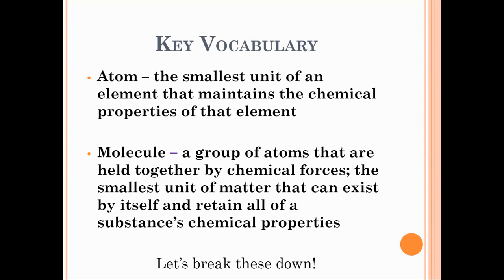All right, so it's a couple of key vocabulary terms. Again, you should be working on your virtual vocab journal. These are 2 of the ones that you will need. Atom is the smallest unit of an element that maintains the chemical properties of that element. A molecule is a group of atoms that are held together by chemical forces, the smallest unit of matter that can exist by itself and retain all of a substance's chemical properties.